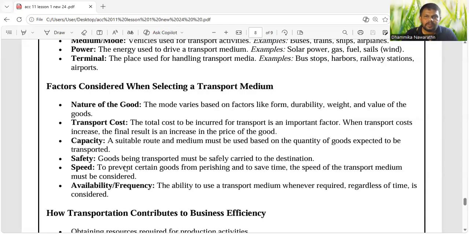Speed, yes, speed is needed. You have to consider it with the goods that you are going to transport. Then availability: trains are not available all the time, and public transportation services are not available all the time. Likewise, you have to consider these when you are going to select a transport medium.